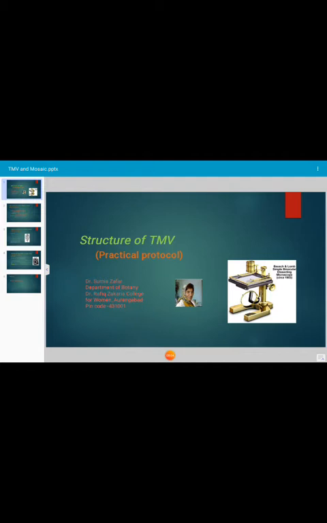Today's topic for discussion is a practical protocol of plant pathology. Today's topic is the structure of tobacco mosaic virus. Tobacco mosaic virus is a pathogenic organism and an obligate parasite. It causes mosaic disease of the tobacco plant, and it especially occurs on the leaf.